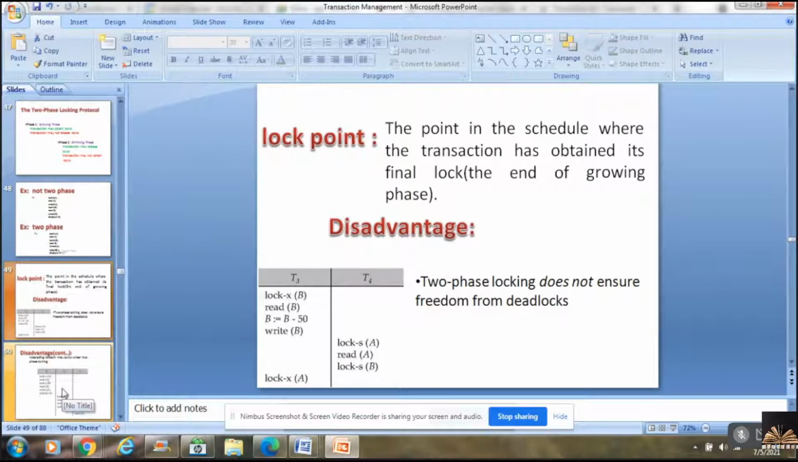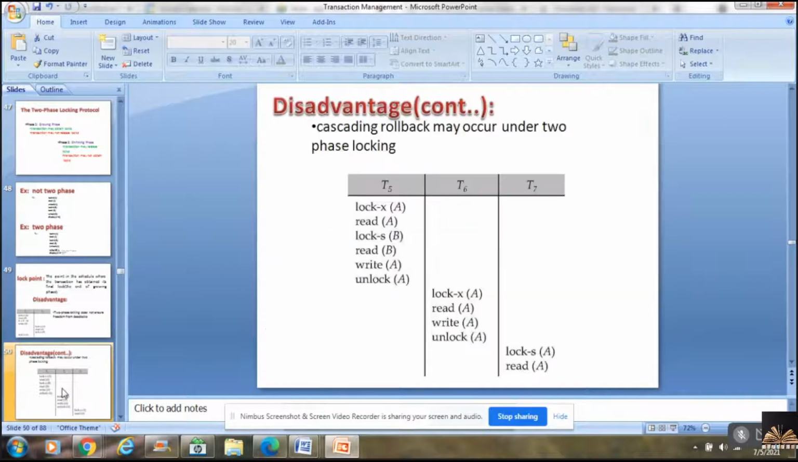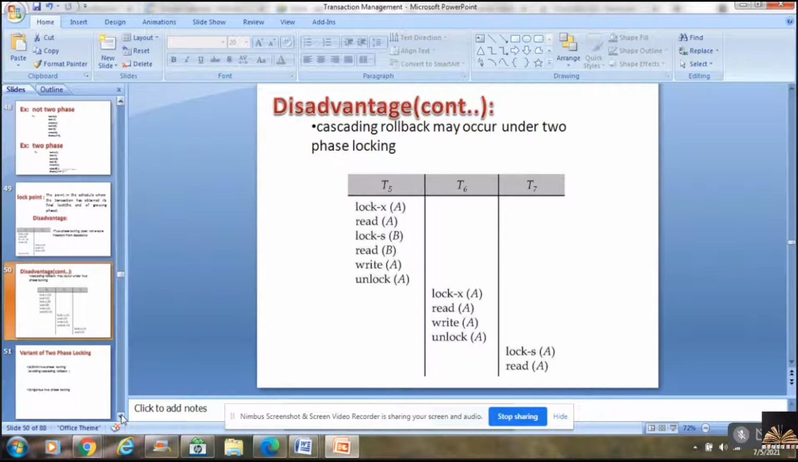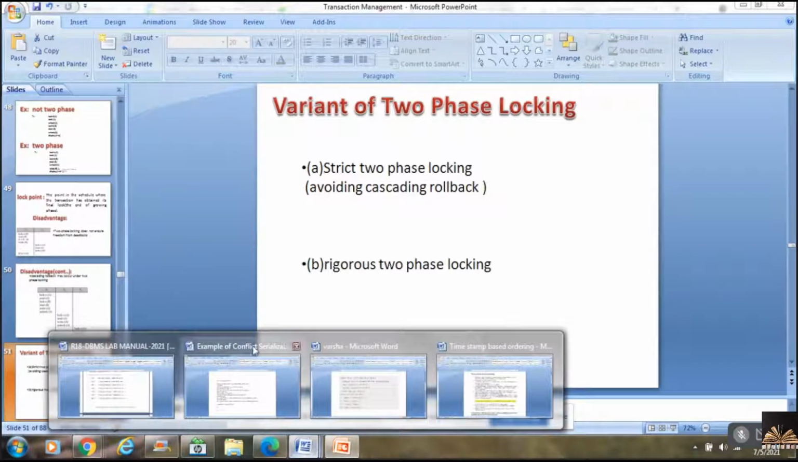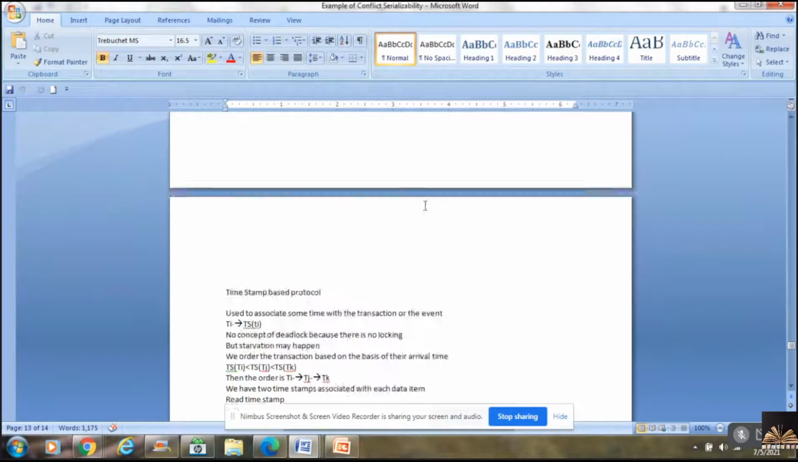What are the disadvantages? It leads to deadlocks, it leads to cascading rollback, and it leads to more waiting time. And you have got variants of two-phase locking protocols.